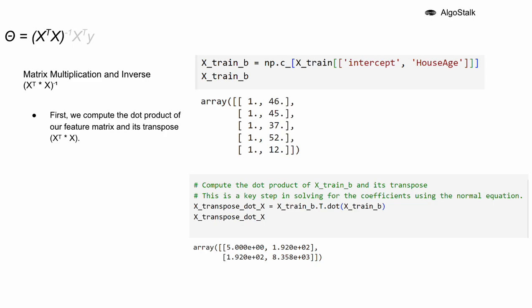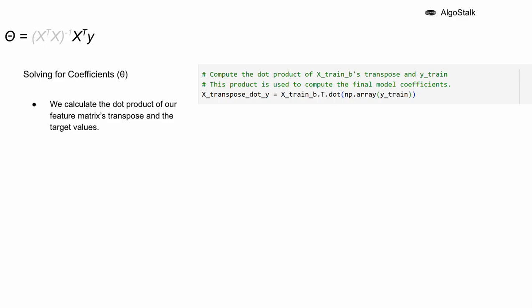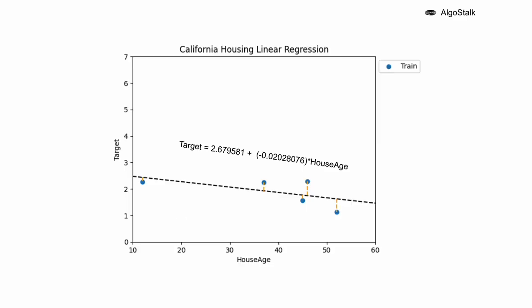First, we calculate the dot product of our feature matrix and its transpose, which is X transpose multiplied by X. Then we calculate the inverse of this matrix. Next, we calculate the dot product of our feature matrix transpose and the target values. Then we find the model coefficients theta by multiplying the inverse matrix with this dot product. This gives us the intercept and slope for our best fit line.